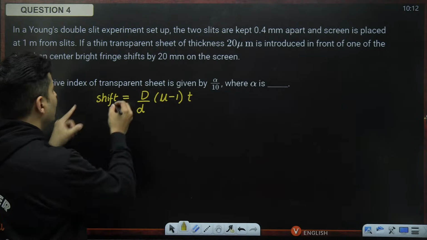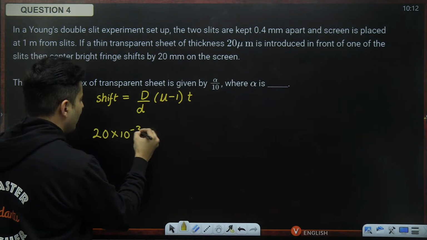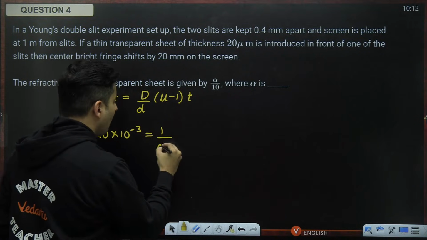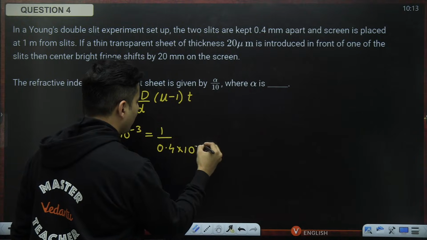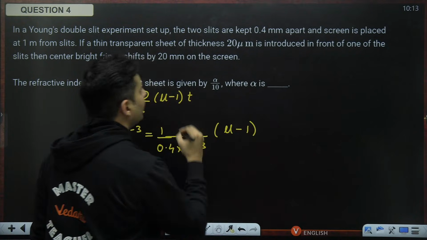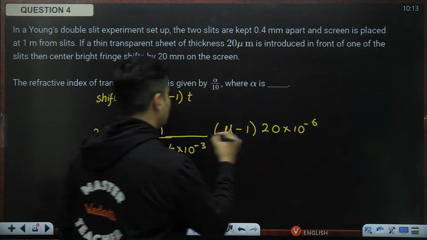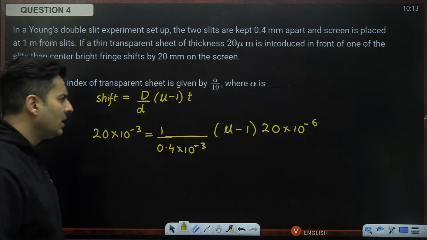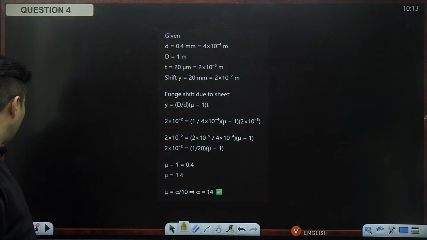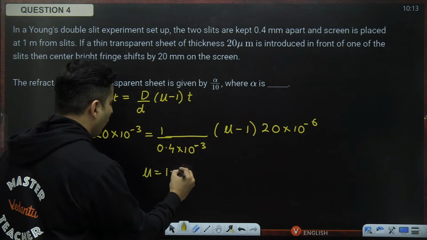So the shift which happens is 20 millimeters. Millimeters means 10 to the power minus 3. Capital D is 1 meter. Small d is 0.4 into 10 to the power negative 3. Over here, refractive index is unknown and the thickness is 20 micro. Micro is 10 to the power negative 6. The only unknown over here is the refractive index. So solving this, you get the answer as 1.4.